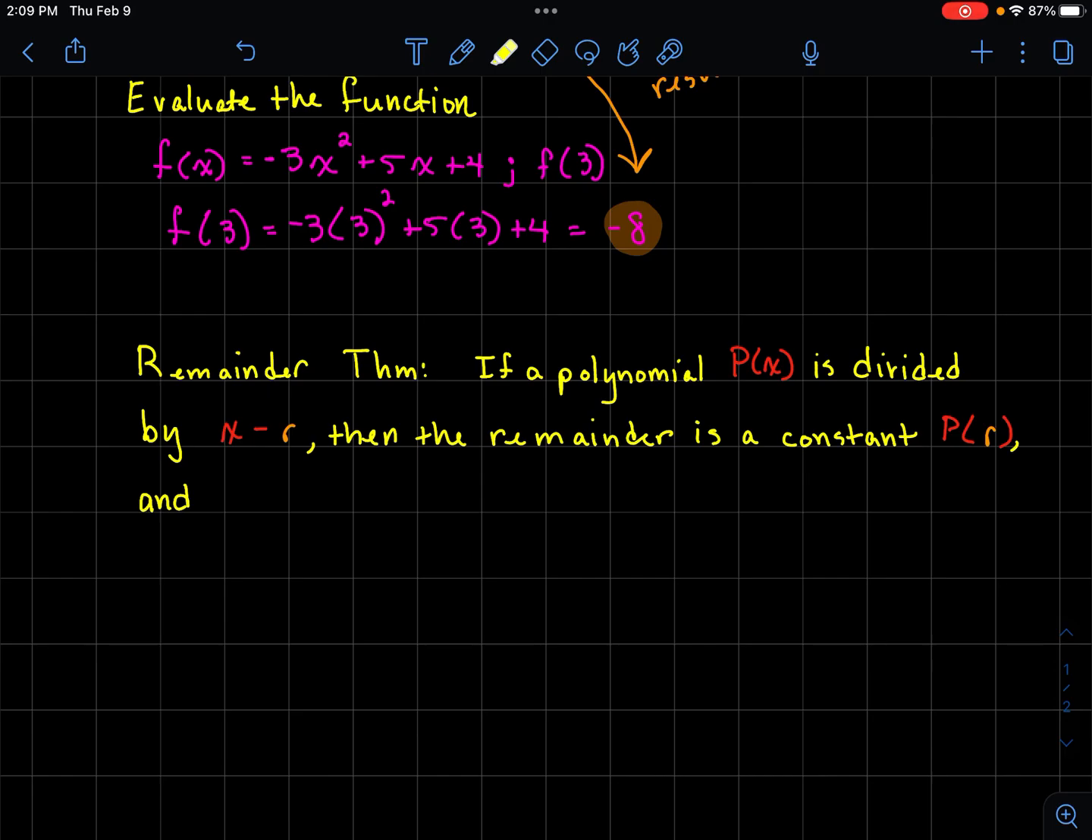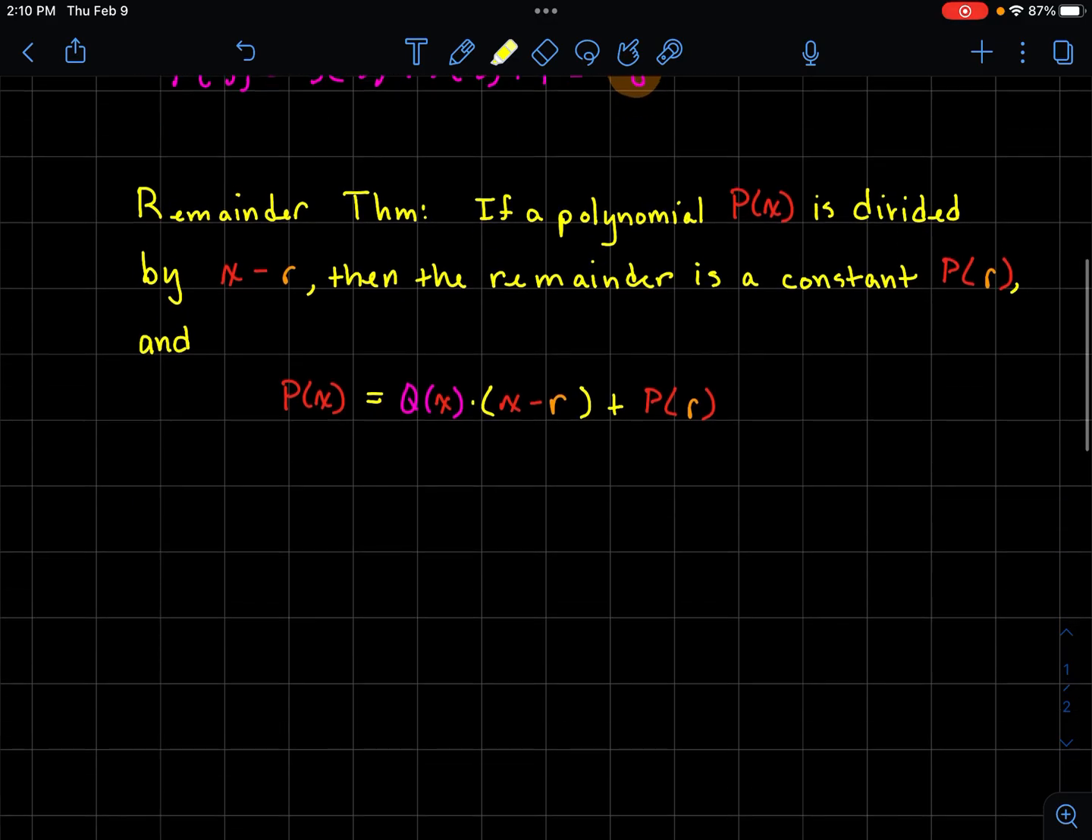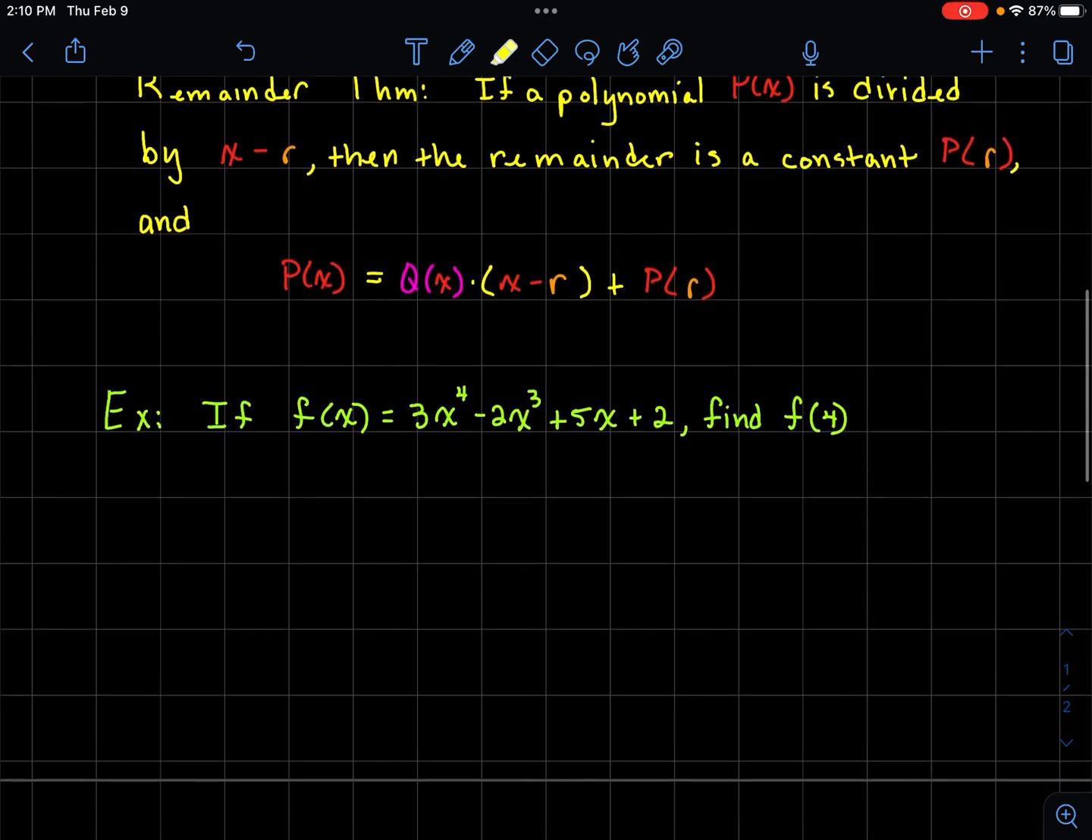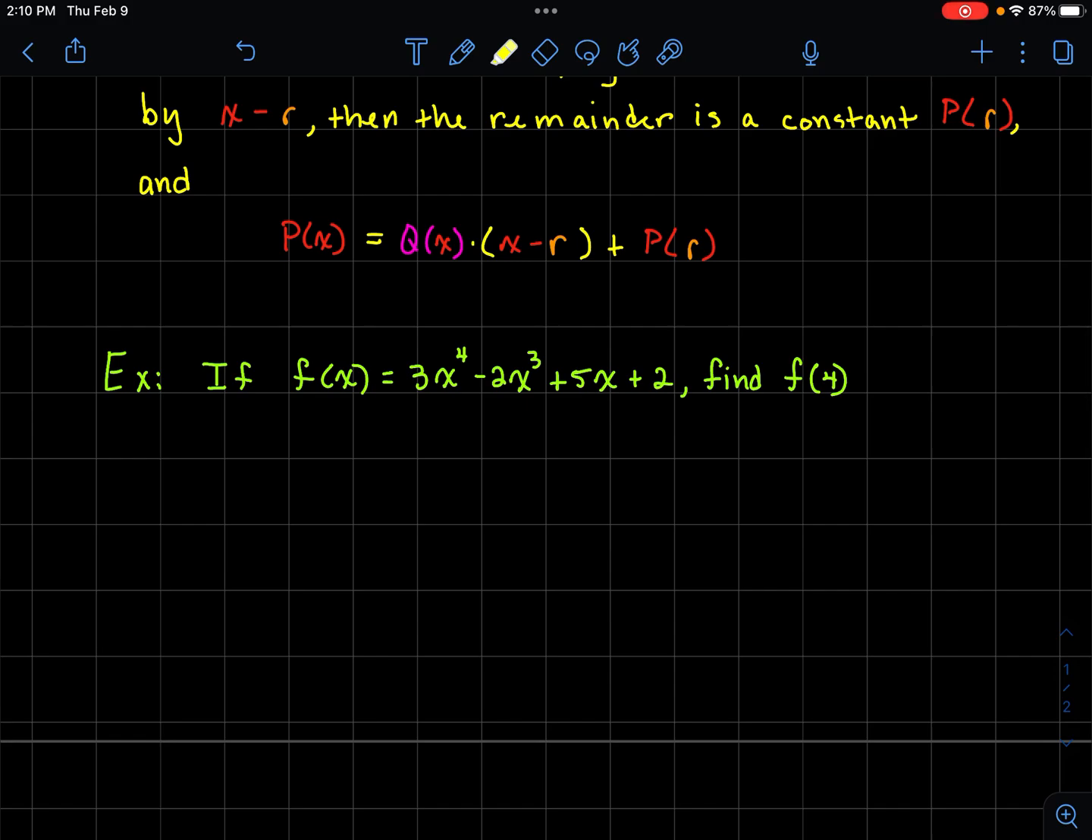What the remainder theorem says is that if we're given a polynomial, we're going to call that polynomial p of x, and we're going to divide it by some type of binomial, then the remainder is a constant called p of r, and this is what we see. P of x is equal to some other polynomial, call it q of x, times a binomial plus the constant p of r. Now I know that's probably not going to make a whole lot of sense to you, so I'm going to show you where this is useful and how we're going to apply it.